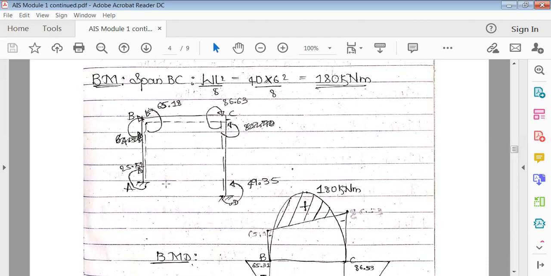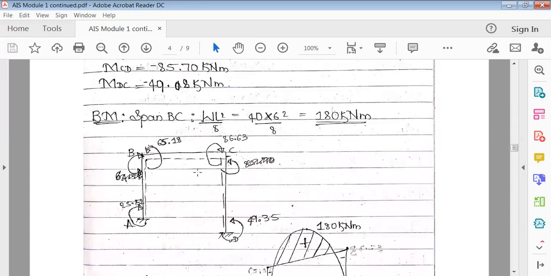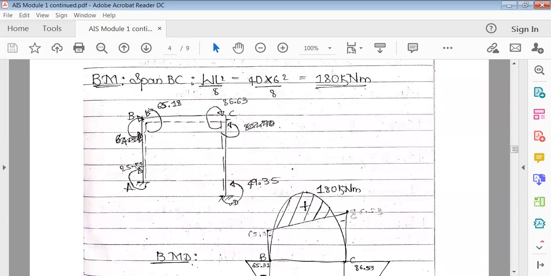Now see here, the first MAB is 25, so it is clockwise. Clockwise means show it like this, positive answer. So try to show it on the column. You have to show it on the column, so let the arrows move away from the column or touch the column. It should be drawn in such a way.